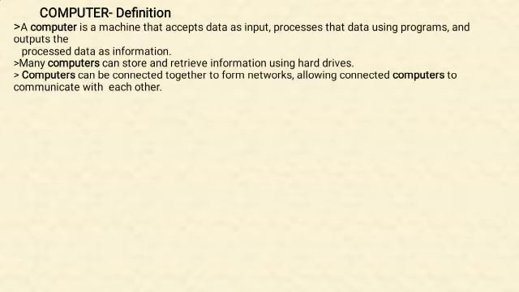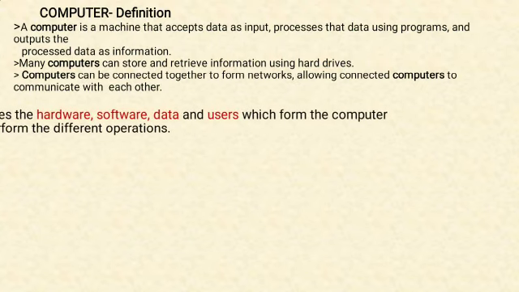So after this, in the next slide, I'm going to define computer. How do you define computer? Computer is a machine that accepts data as input, processes that data using programs, and outputs the processed data as information. Many computers can store and retrieve information using hard drives. And computers can be connected together to form networks, allowing connected computers to communicate with each other. So this is the definition of computer.